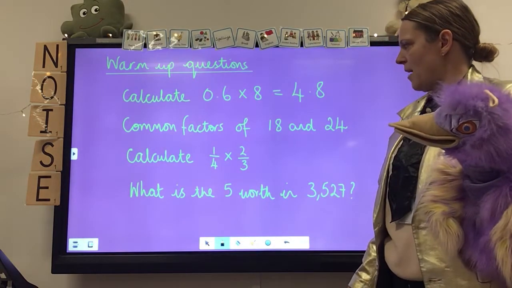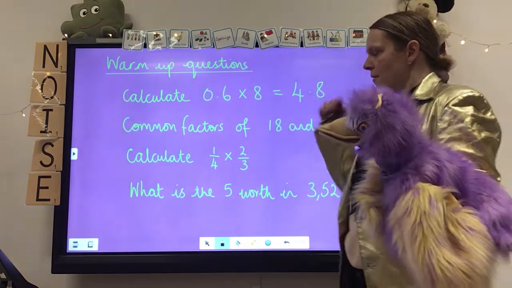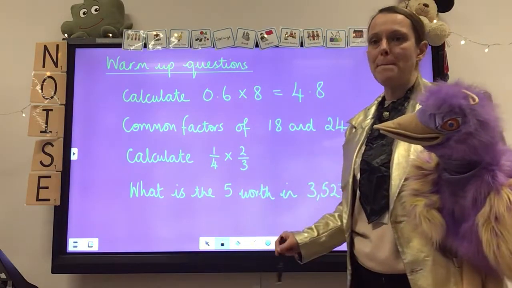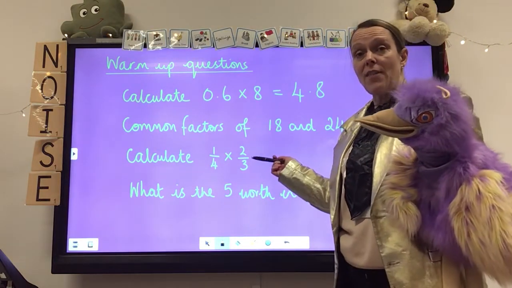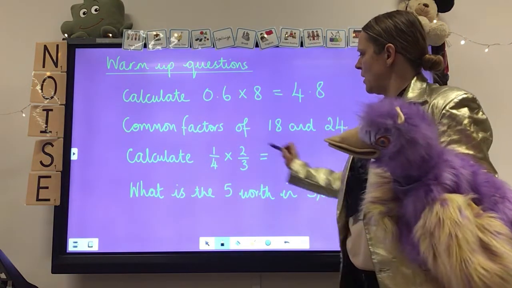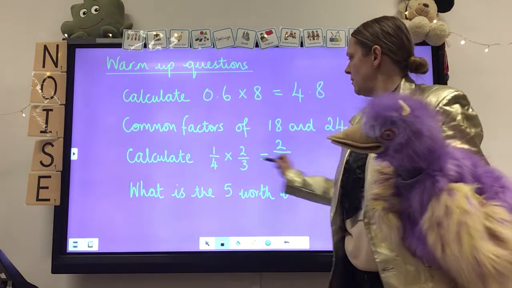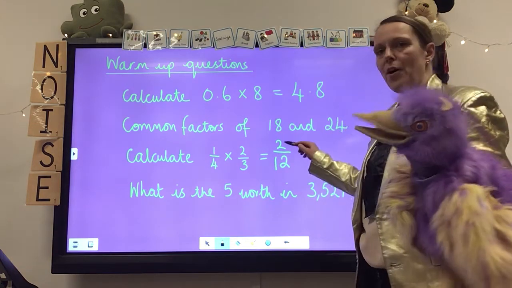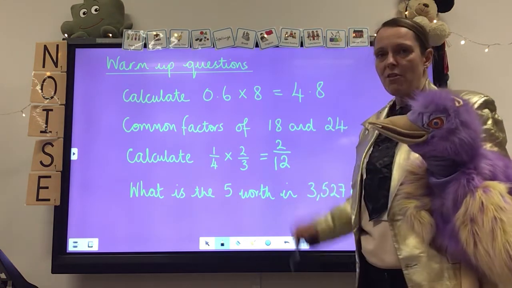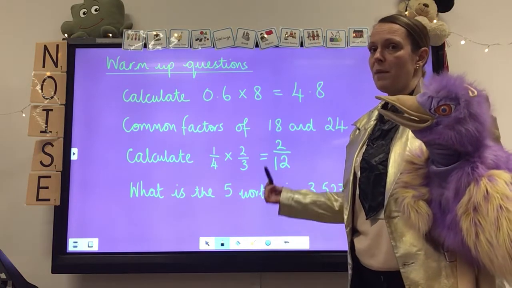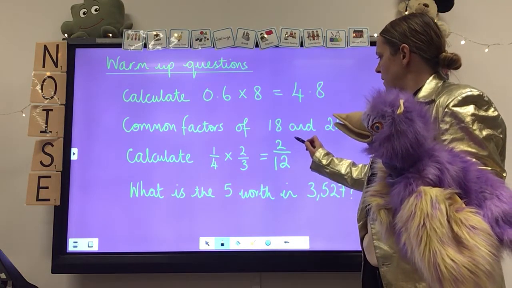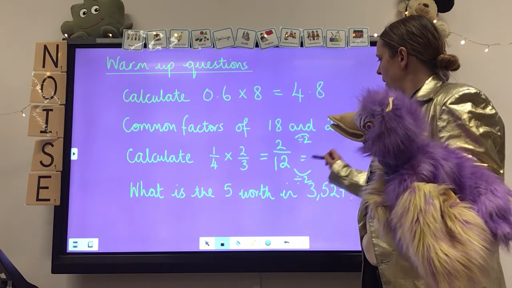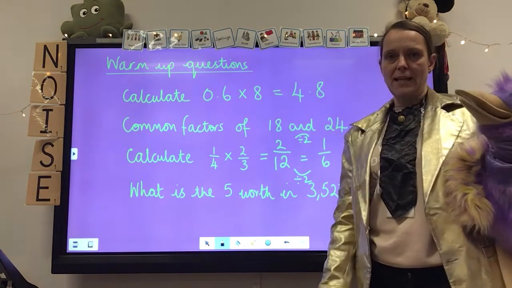So going back to this, we have 1/4 times 2/3. Now remember, with multiplying fractions, we don't need to worry about the denominators being the same number. We just need to multiply the numerators together and the denominators together. So 1 times 2 is 2, 4 times 3 is 12. Can we simplify that fraction? Yes, we can, because both the numerator and the denominator are even, so they both have 2 as a factor. If we divide top and bottom by 2, we get 1/6, and that is in its simplest form.